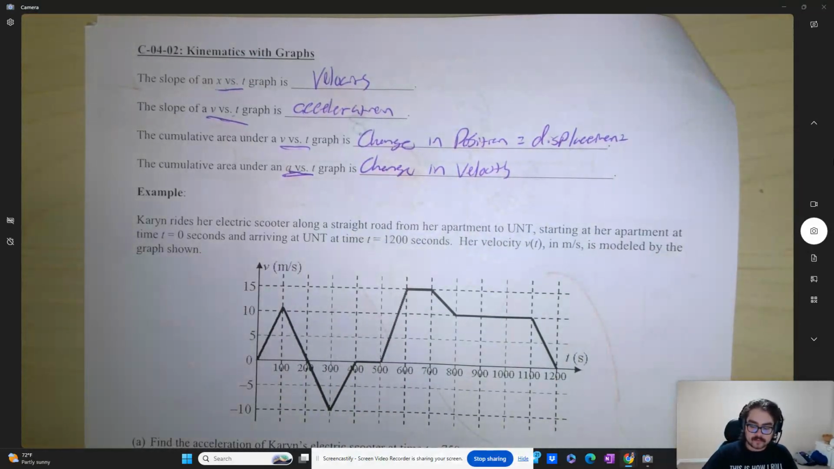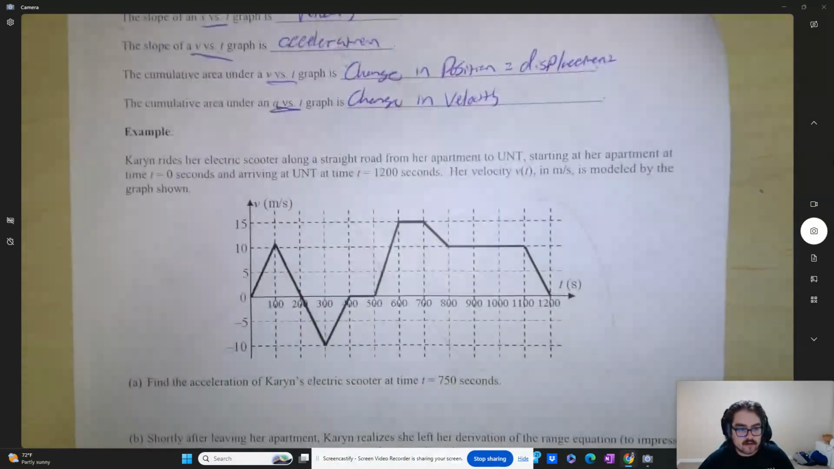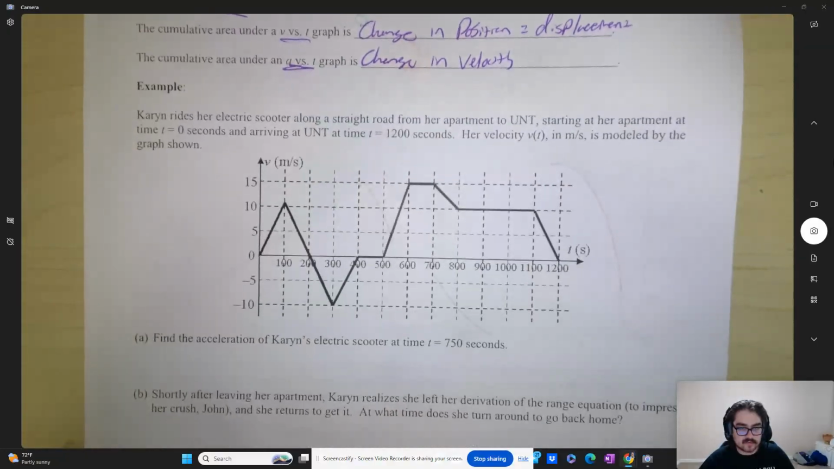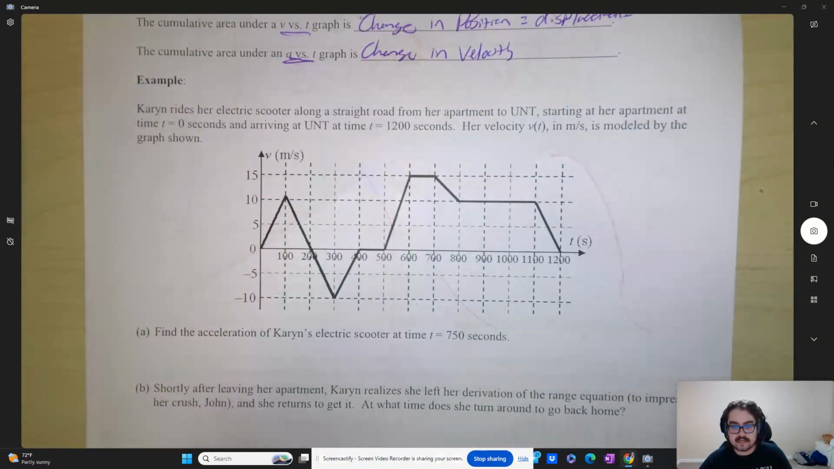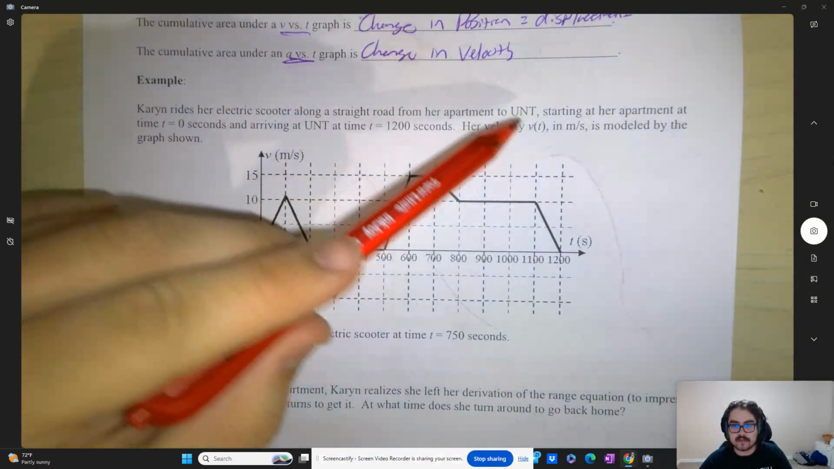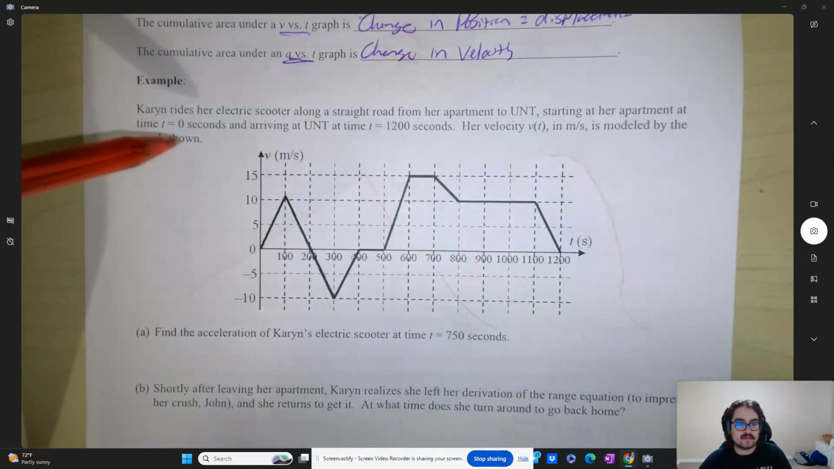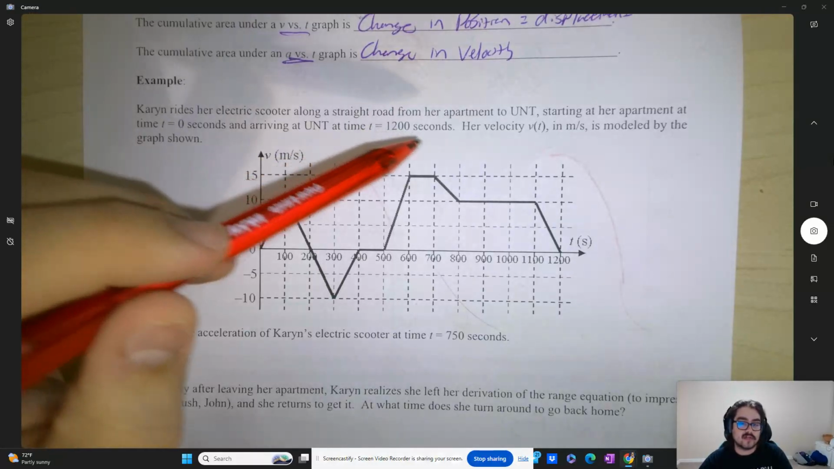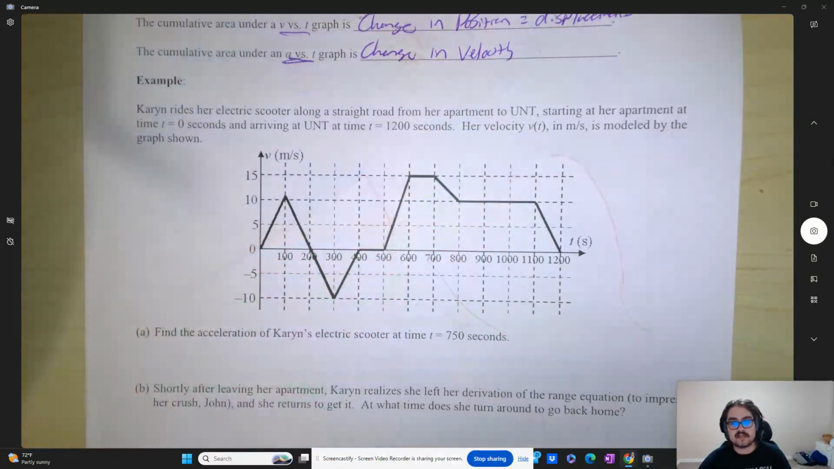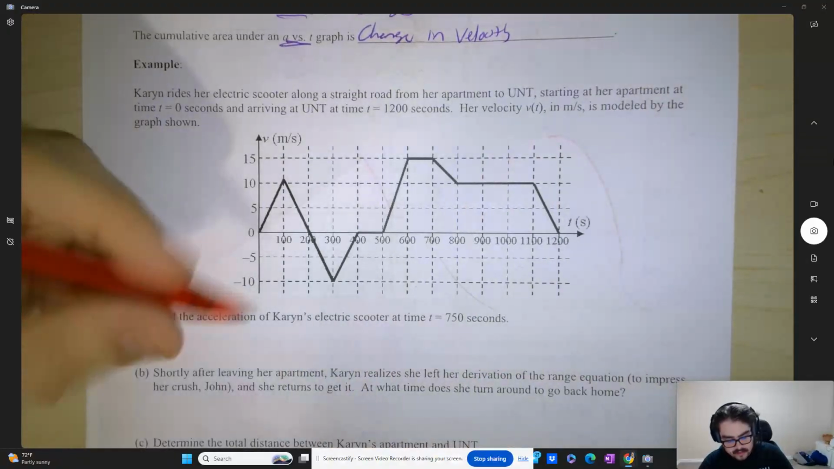Okay, starting out, let's take a look at this example right here. Karen, spelt weird, and there's a particular reason for that, rides her electric scooter along a straight road from her apartment to UNT, which is University of North Texas. That's the college I went to. Starting at her apartment at time t equals 0 seconds, and arriving at UNT at time t equals 1,200 seconds, her velocity v(t) in meters per second is modeled by the graph shown. So here is her velocity versus time as time goes on. Find the acceleration of Karen's electric scooter at time t equals 750.